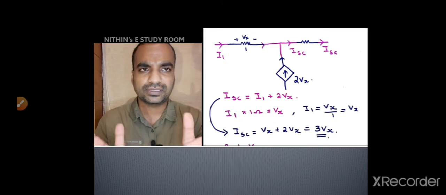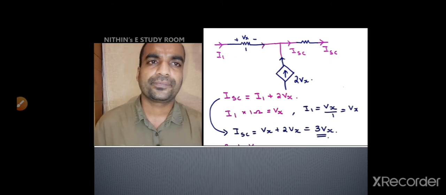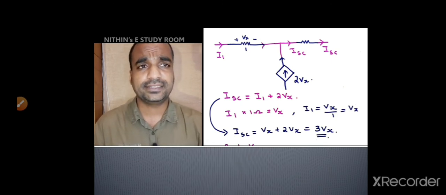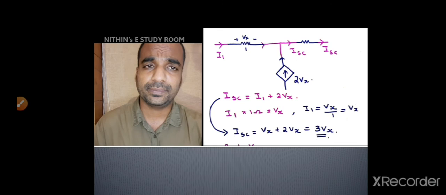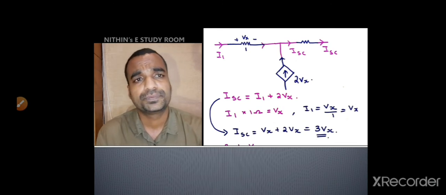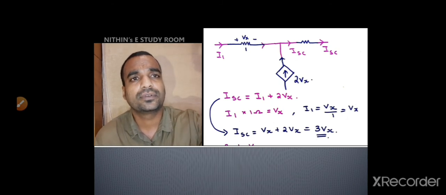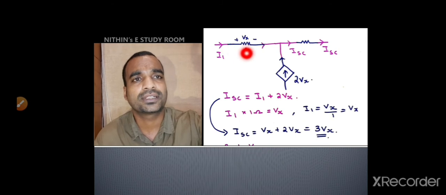This is the same case. I have just highlighted a portion of the figure. So Isc is equal to I1 plus 2Vx. Simply Isc is equal to I1 plus 2Vx. Simply KCL, Kirchhoff's current law. So this is I1.